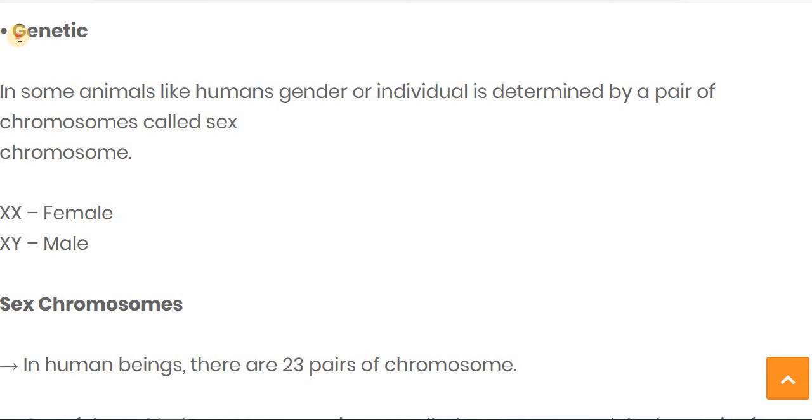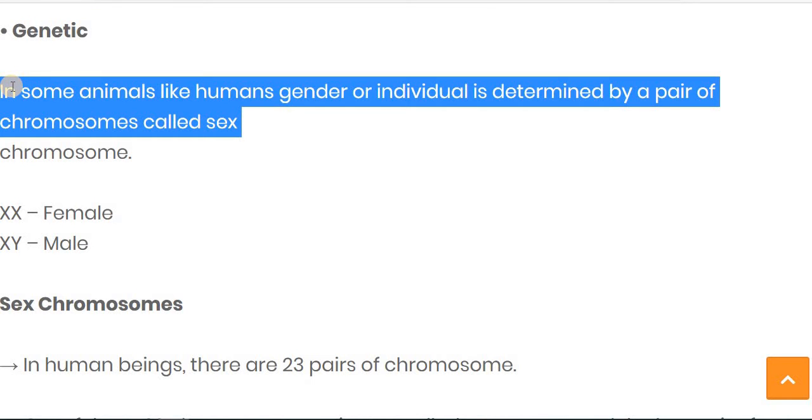Now let's see the next factor which is affecting sex determination. It is the genetic factor, meaning in some animals, like human beings as well, the gender of an individual is determined by a pair of chromosomes, meaning which kind of chromosomes they possess in the offspring.